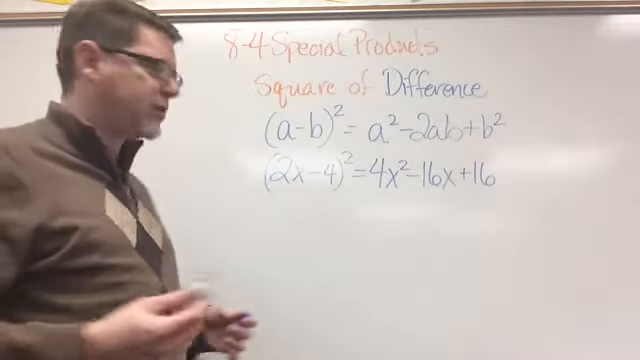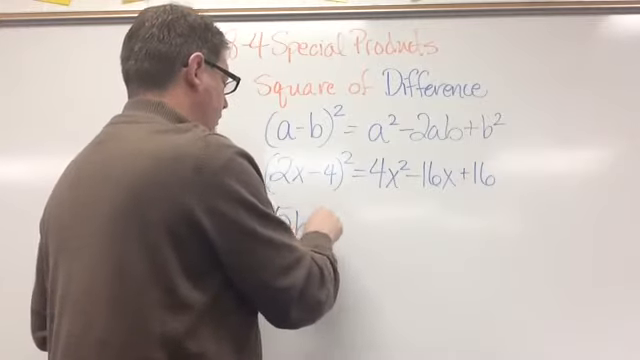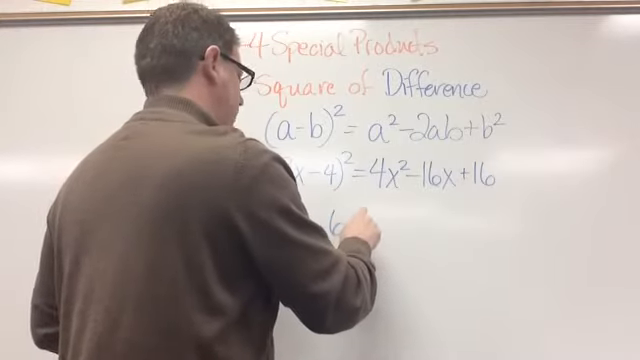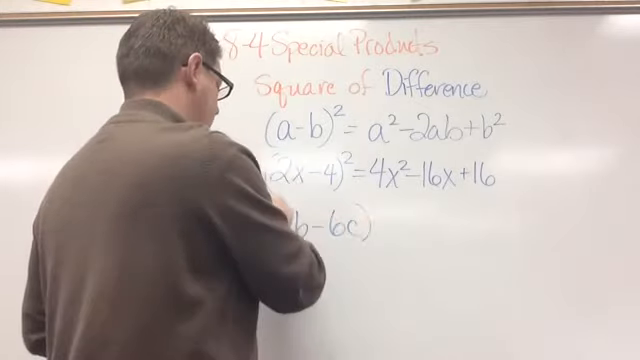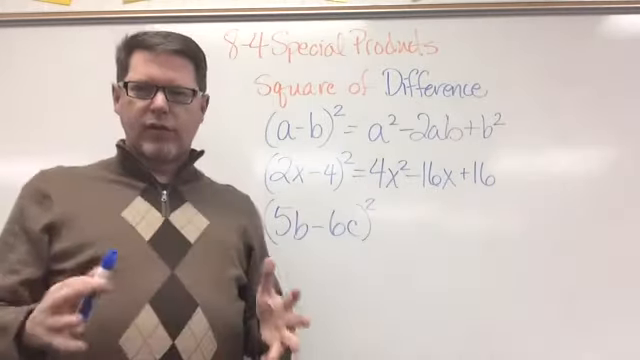Now let's try another one that throws in some more variables. How about 5b minus 6c squared? Square the first term.